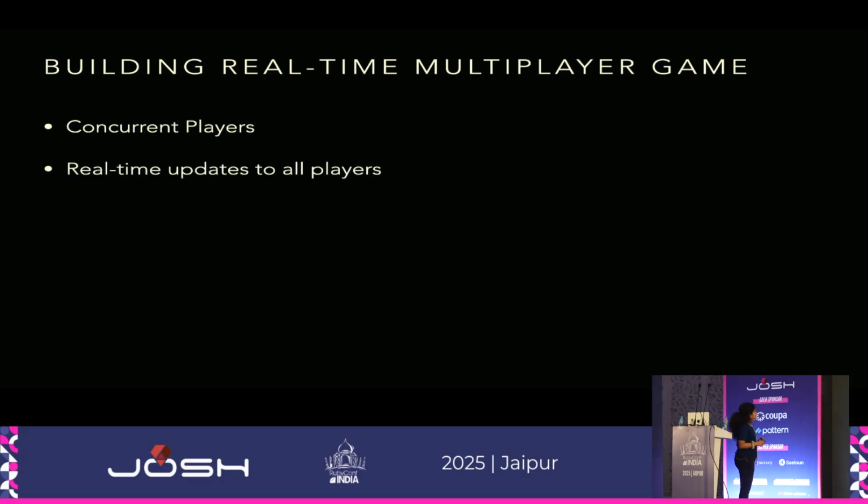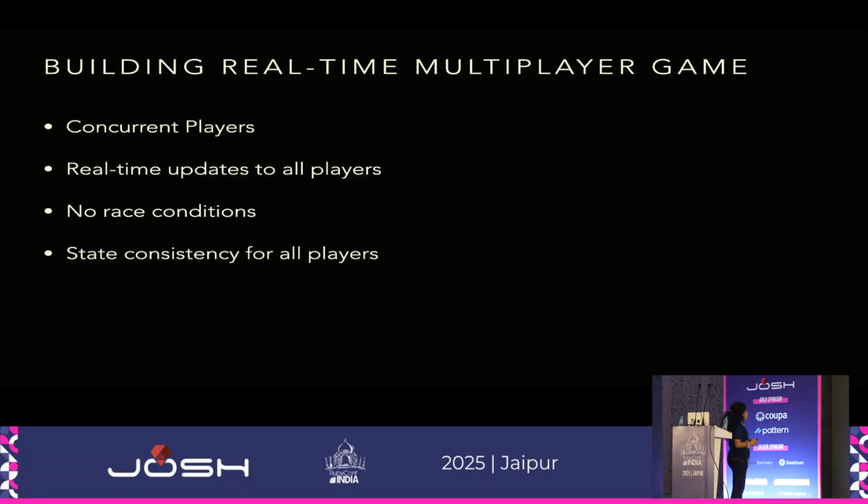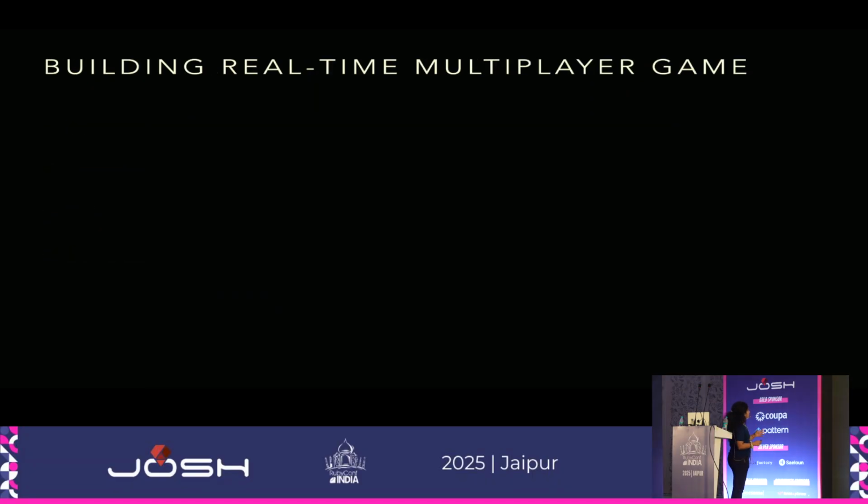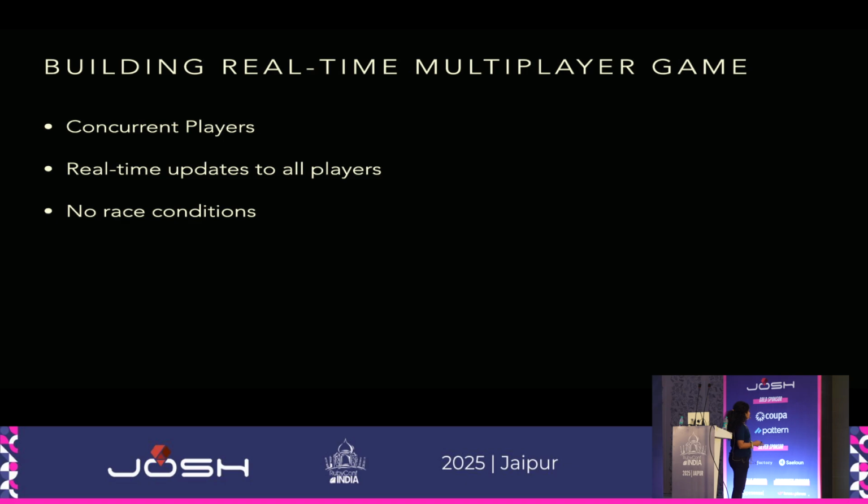The second thing is that there should be no race conditions. Like I already said, if I go and destroy a building and somebody else comes and also destroys the building and there is some race condition, and the building itself, let's say, vanishes or the explosion doesn't show up, then it's not going to be a consistent state. So yeah, these are the different problems.